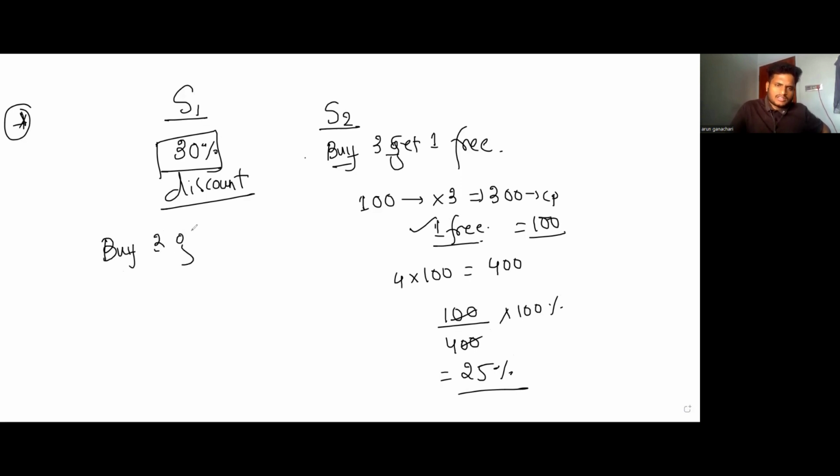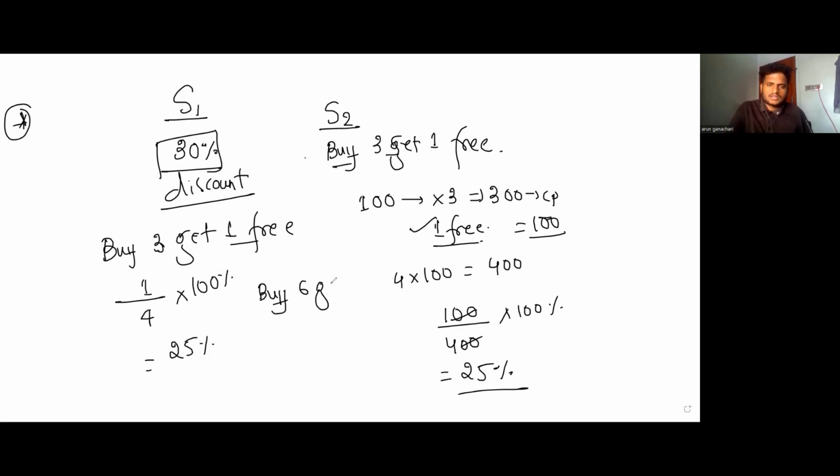I'll tell you this. Buy 3 get 1 free. Whatever free you are getting, write it in the numerator. Total number of articles, write it in the denominator. Total number of articles is what? 3 plus 1. We are getting 4 articles into 100%. What is 1 by 4? 25%. Getting this?